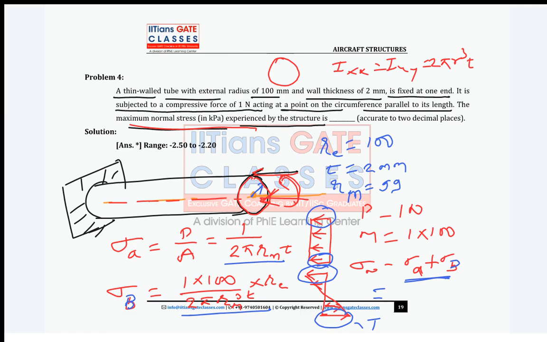It is 2 pi r. It is Ixx, na? It is 2 pi r cube t. 2 pi r cube t, na? For ring. It is from your engineering mechanics. Ixx equal to Iyy for a circular ring. It is 2 pi r cube t. Okay, so we can write here.